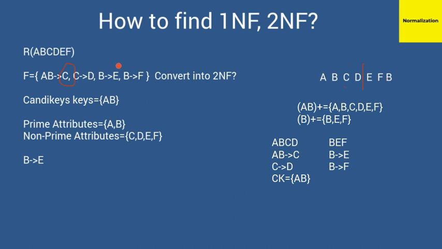Let's take a quick revision. First of all, you need to find the candidate keys, the prime attributes and the non-prime attributes, and check for every functional dependency whether it satisfies the condition or not. The condition is that a part of a candidate key should not derive a non-key attribute. It is as simple as that.